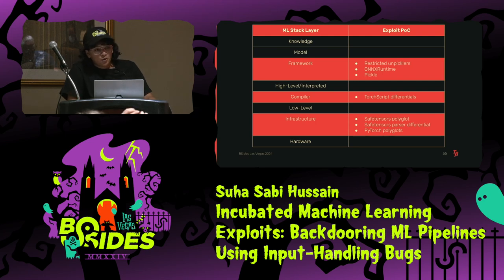And I told you about a whole bunch of exploits just now. Of the ones I told you about, the restricted unpickler, ONNX runtime, and pickling proof of concepts are the issues that are exposed and impactful at the framework level. The Torch script differential corresponds to the compiler level, and the safe tensors and PyTorch polyglot issues correspond to the infrastructure level. And this is just a starting point. We're going to be seeing exploits up and down the stack that impact ML systems. So if you want to get into attacking ML systems now, this is a solid place to begin.